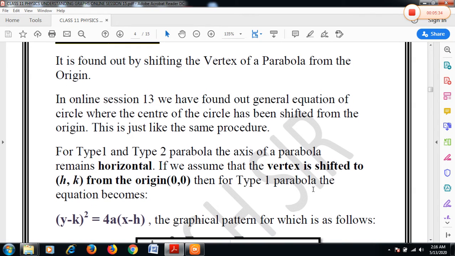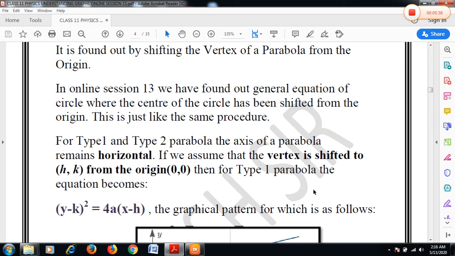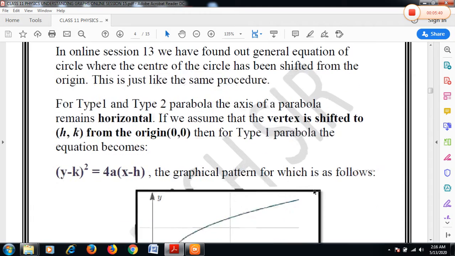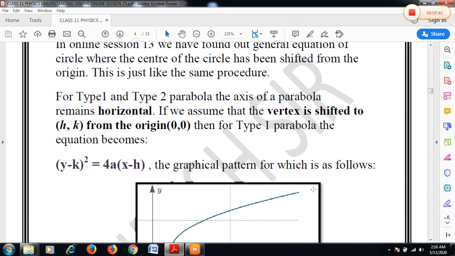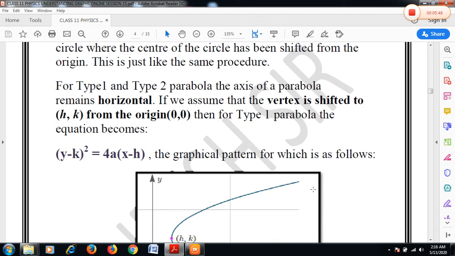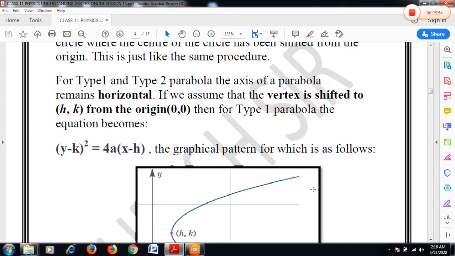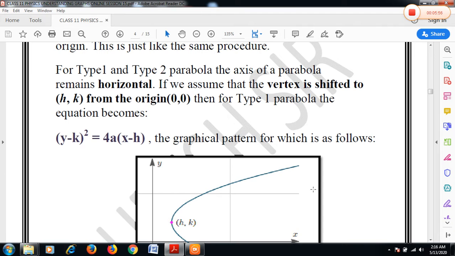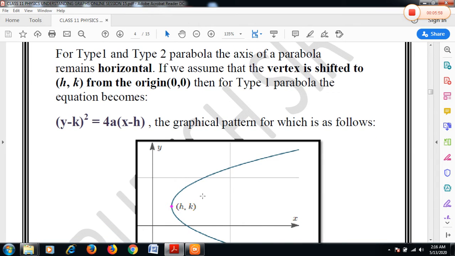Okay. And it had been shifted to (h, k). And this is just like the same procedure. For type 1 and type 2 parabola, the axis of the parabola remains horizontal, as we have seen earlier. If we assume the vertex is shifted to (h, k) from the origin (0, 0), then the type 1 parabola equation becomes (y − k)² = 4a(x − h).